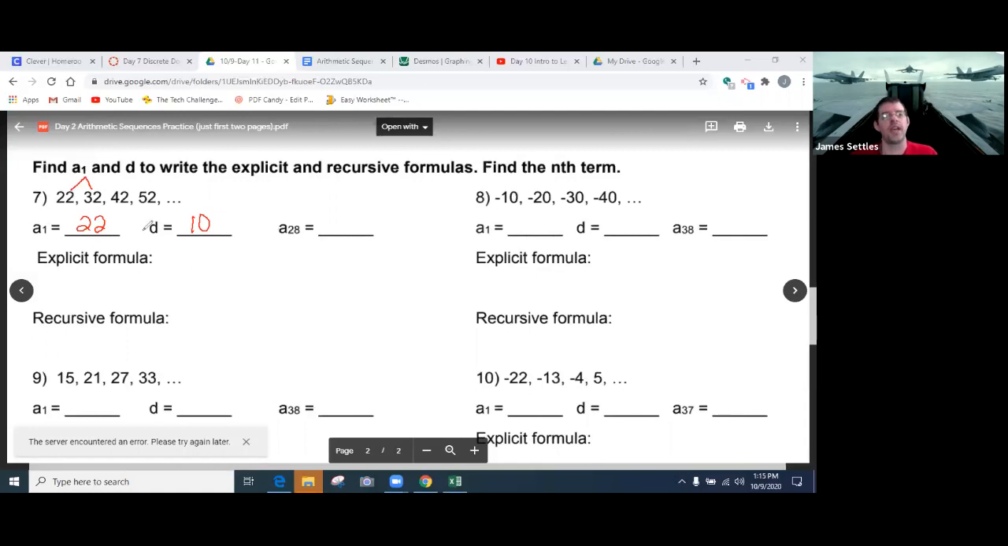All right, once you have A1 and the difference, now you can write your formula. So these are the only two things you need to write your formula. So now we're going to write our formula. A sub n is equal to 22 plus 10, and then n minus 1.